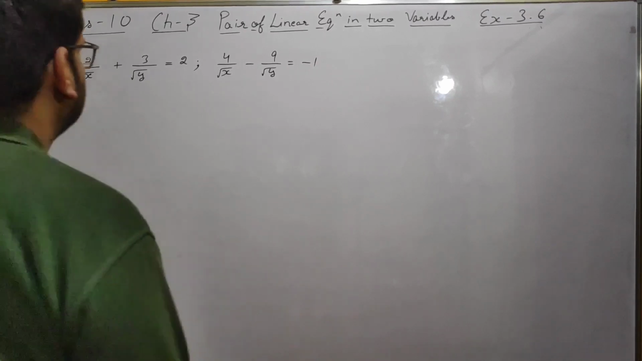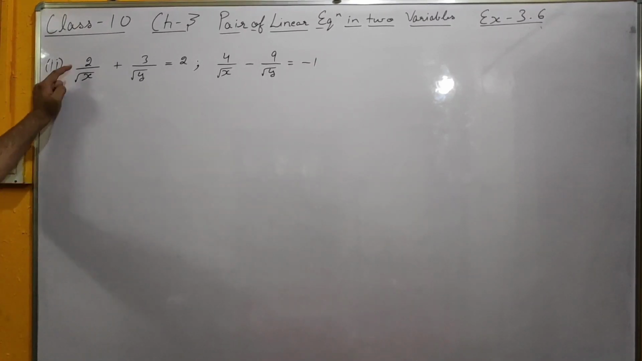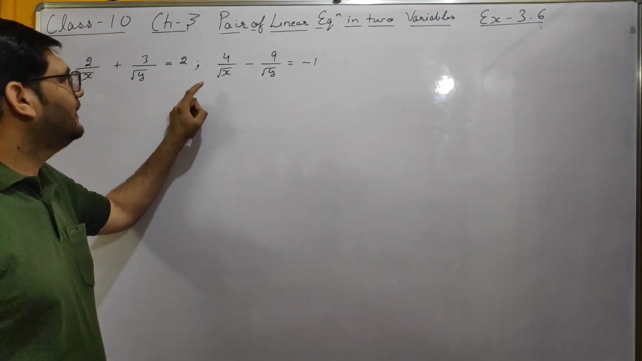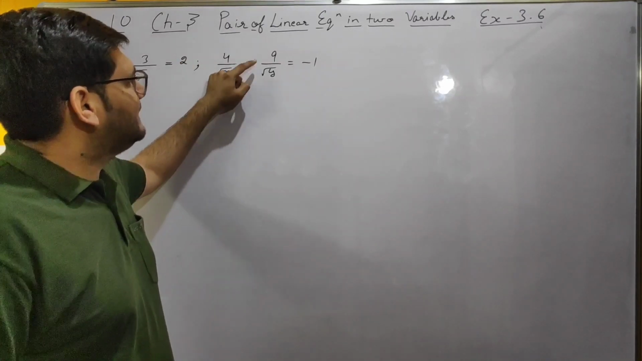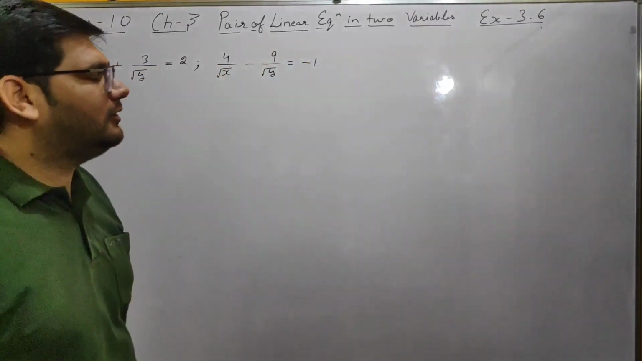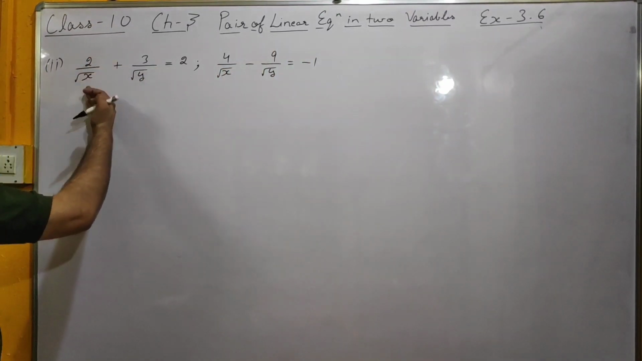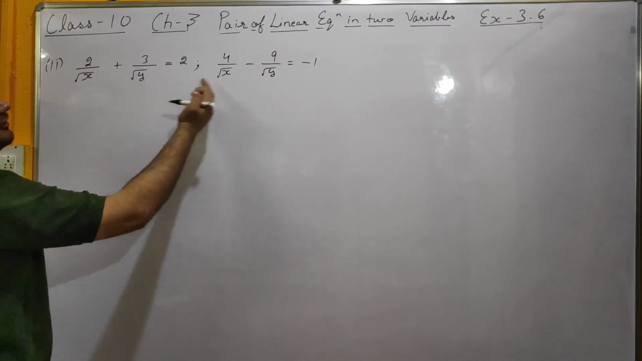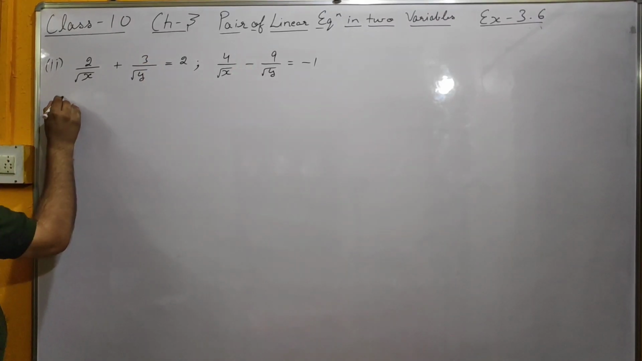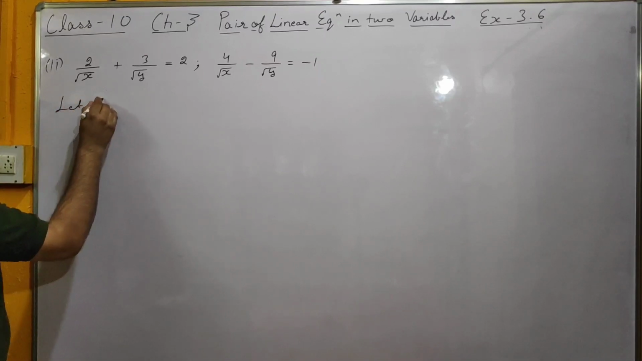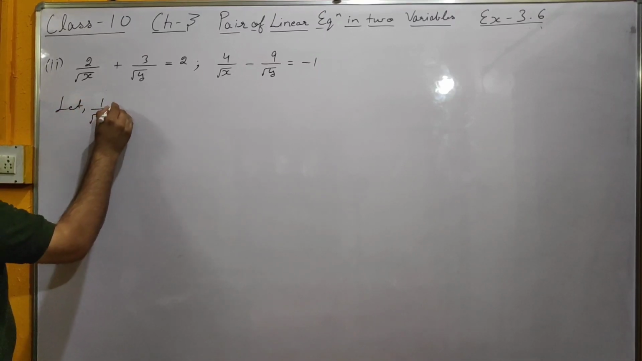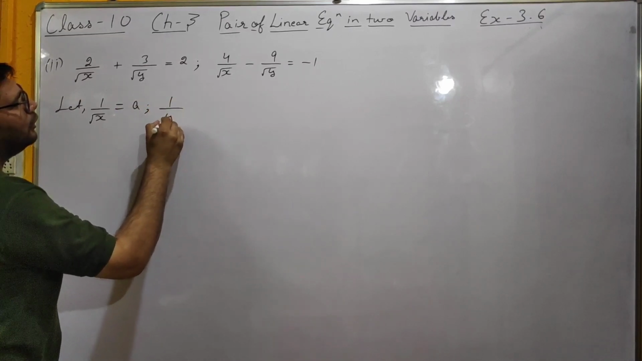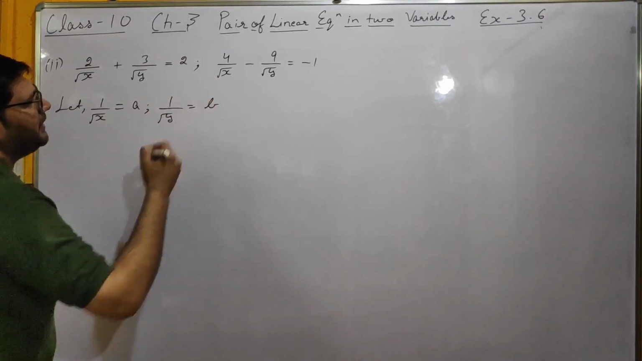Second part: 2 by root x plus 3 by root y equals 2, and 4 by root x minus 9 by root y equals minus 1. Now 1 by root x is common, and 1 by root y is common. So we will say, let 1 by root x equal a and 1 by root y equal b.